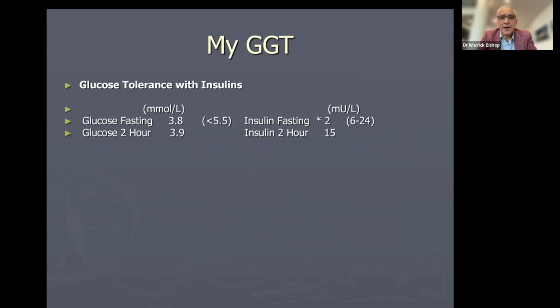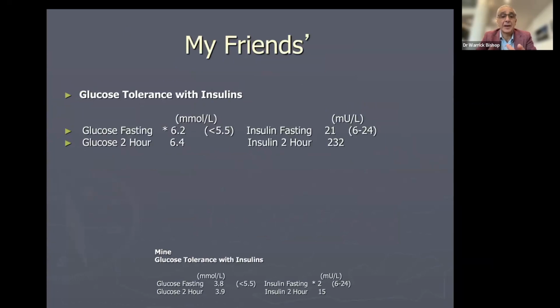You can see my fasting glucose at 0 and 2 hours was 3.8 and 3.9. This is after a glucose challenge, and you can see my fasting insulin was low. My 2-hour insulin, 15. Let's compare that with my good friend who has a different physiology, a power background, and a coronary artery disease family history.